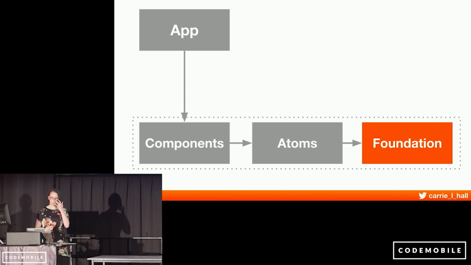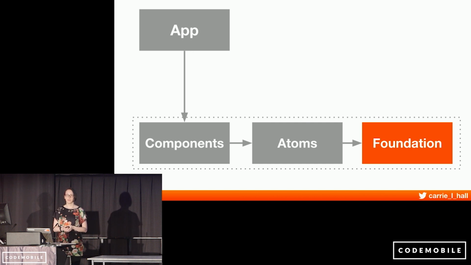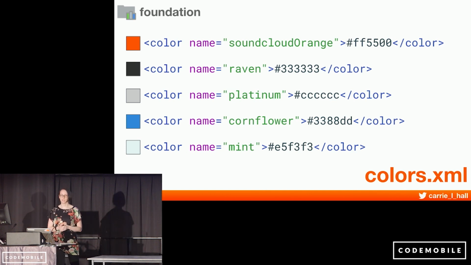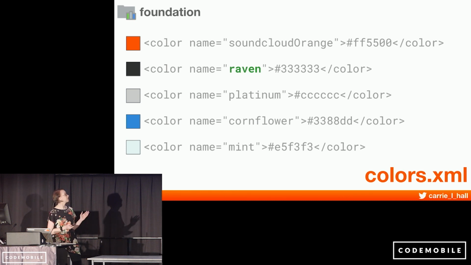So I'll just go through exactly what is in some of these things. As I mentioned before, the foundation level has things like the colors or the margins or the typography. It also contains at this point the formatting that we use, so locale specific formatting. So this is an example of some of the colors from the color file. It uses this Crayola naming method, with the exception potentially of SoundCloud Orange. The rest of them do use this Crayola naming method. And everything's just defined in here as hex values.